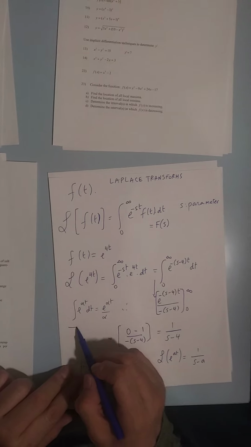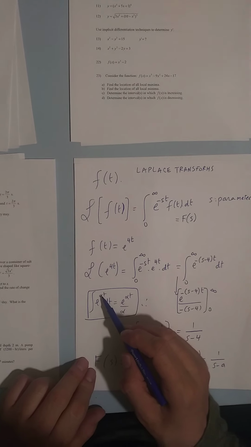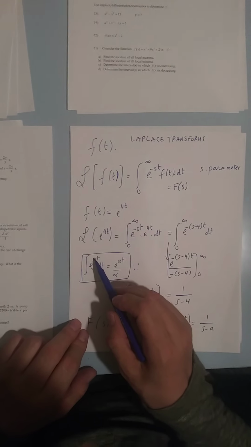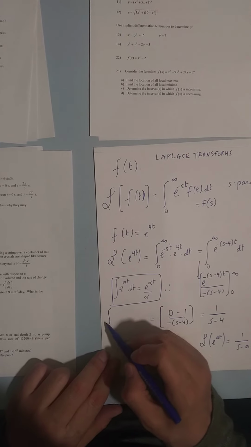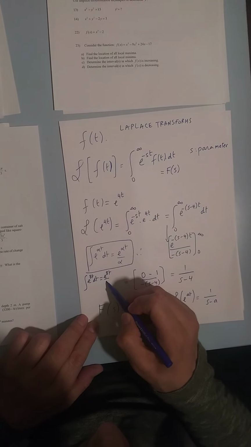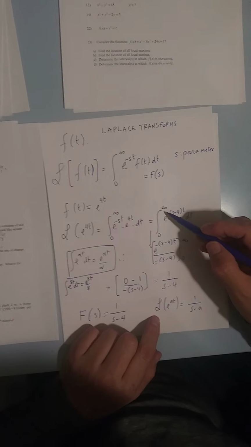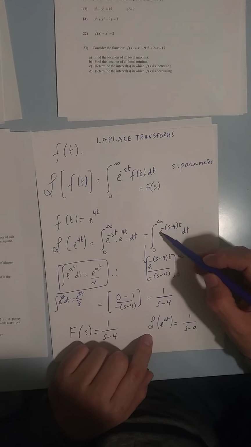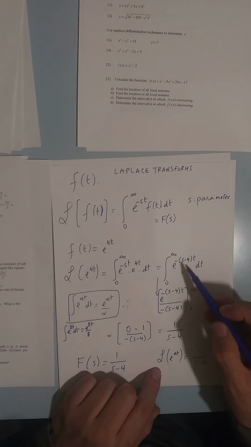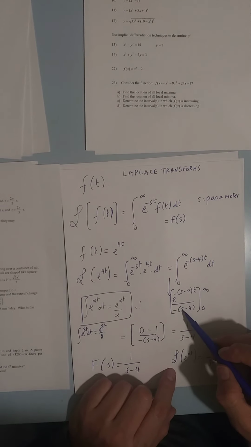Whenever you're integrating e to the power alpha t with respect to t, the integral is e to the power alpha t over alpha, what's in front of the t. Why? Because the derivative of alpha t is alpha. So for example, if you're integrating e to the power 8t dt, this will be e to the power 8t over 8 plus a constant, but we don't need a constant. So the integral of this can be obtained by thinking of this as alpha. Alpha would be minus parentheses s minus 4. So the integral is e to the minus (s minus 4)t over minus parentheses s minus 4.